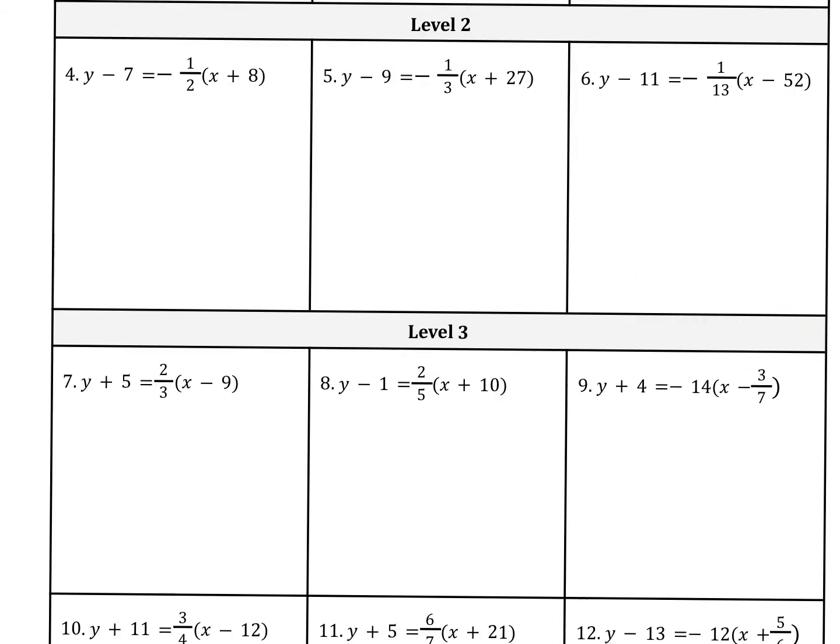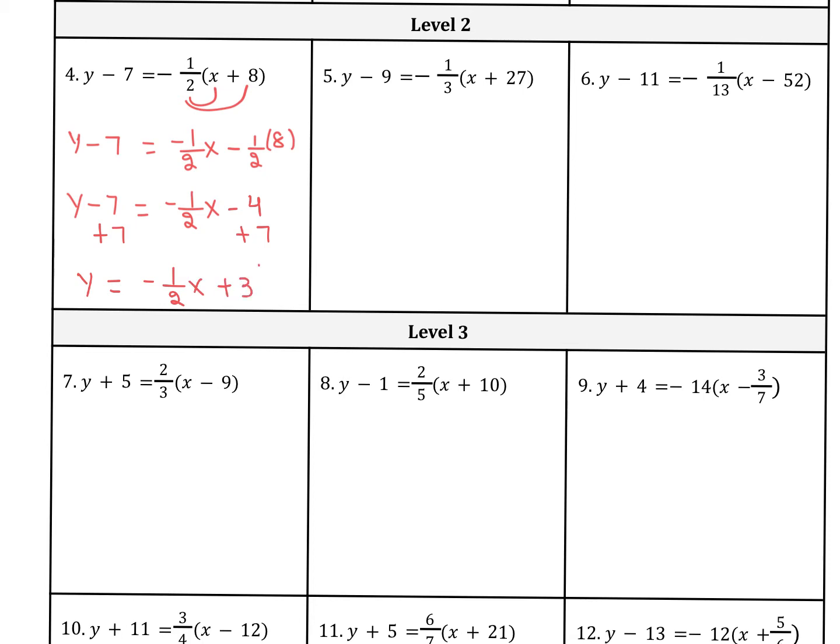For level 2, you're going to distribute 1 over 2 inside. You're going to get y minus 7 equals negative 1 over 2x, minus 1 over 2 times 8. When you divide 8 by 2, you're going to get negative 4 here, plus 7. You're going to get y equals negative 1 over 2x plus 3. And that's the y equals mx plus b form.